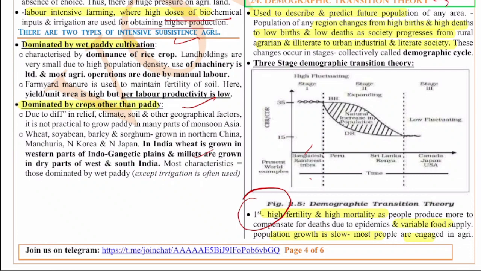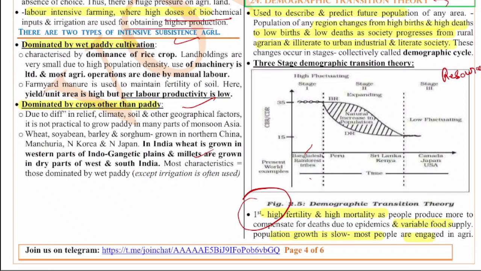Understanding this demographic transition is very important for all the countries. This will help them in planning. This will help them in managing the resources well. This will help them in the planning of employment. This will help them in planning of food. For everything, this is very important.